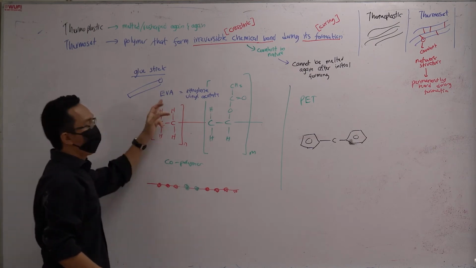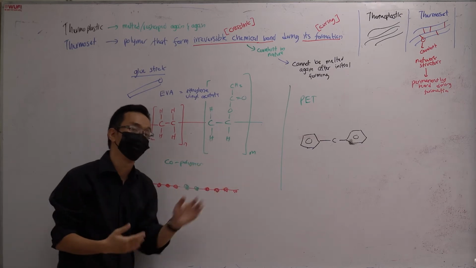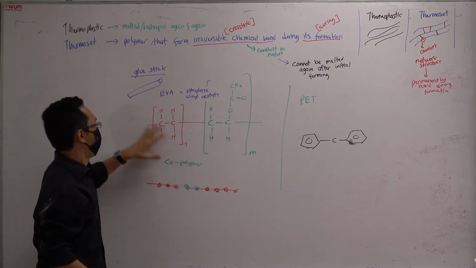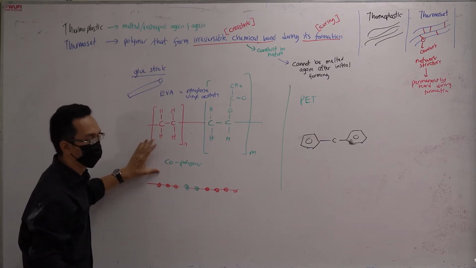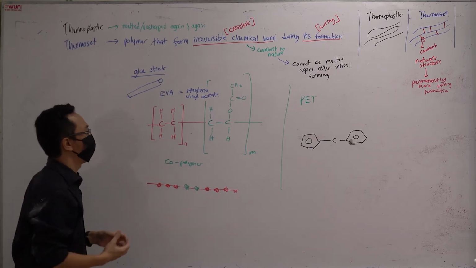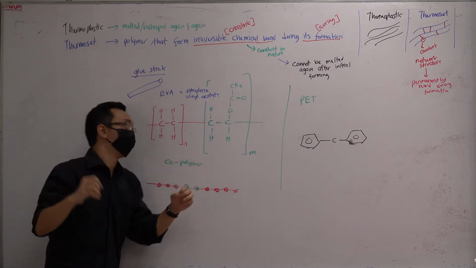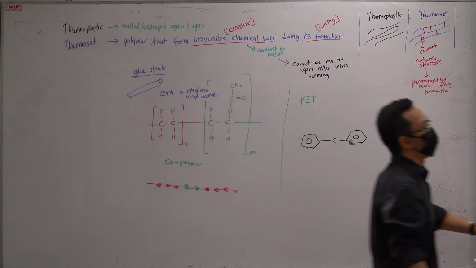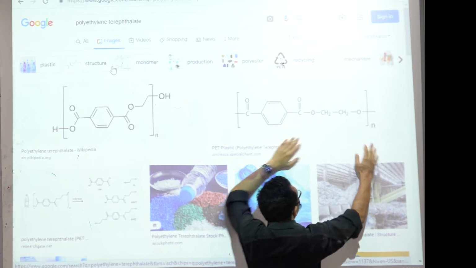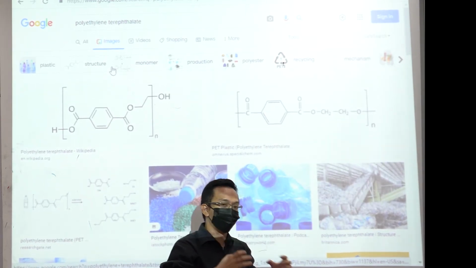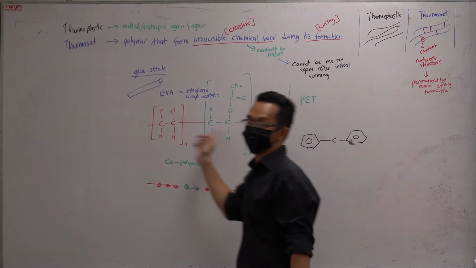For the EVA, the amount of the vinyl acetate is around 10 to 40%, and the rest is ethylene. So you can see the difference with this copolymer: it is as if there are two polymers fused together in one chain. But for PET, even though you see there are two things, the terephthalate part and the ethylene part, they merge together. So the repeat unit is all distinct. But for copolymer it is distinct.